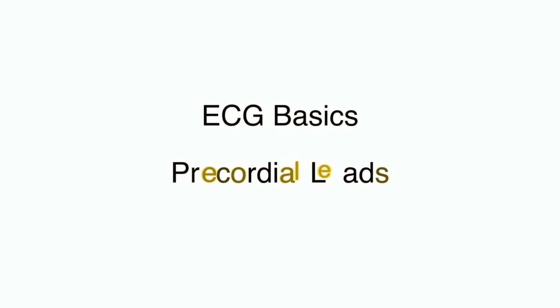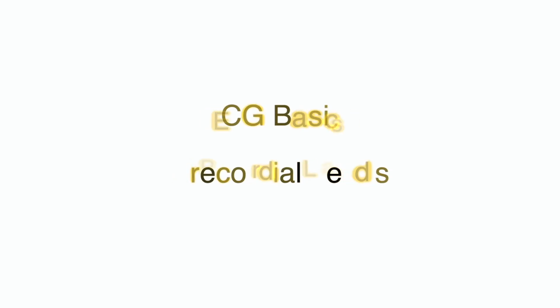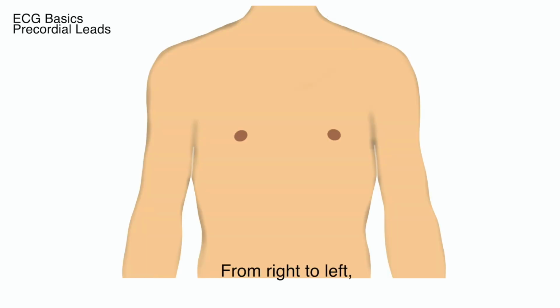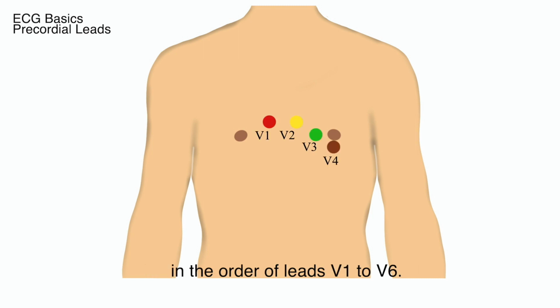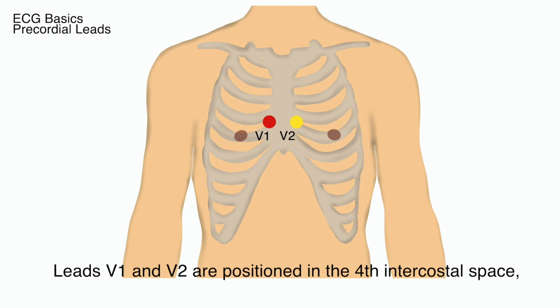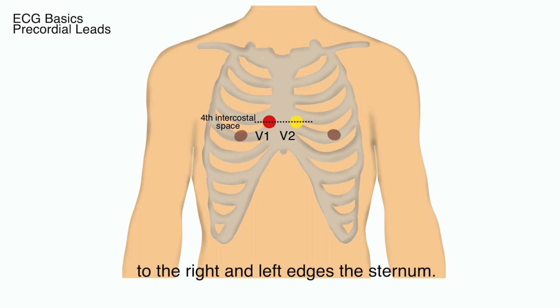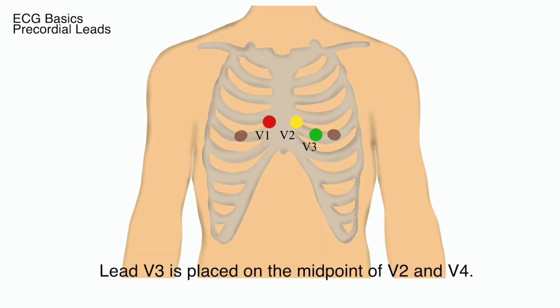We will now discuss the remaining 6 chest leads, the precordial leads of the 12-lead ECG. From the right to the left, 6 electrodes are attached to the chest in the order of leads V1 to V6. Leads V1 and V2 are positioned in the fourth intercostal space, to the right and left edge of the sternum. Lead V3 is placed on the midpoint of V2 and V4.